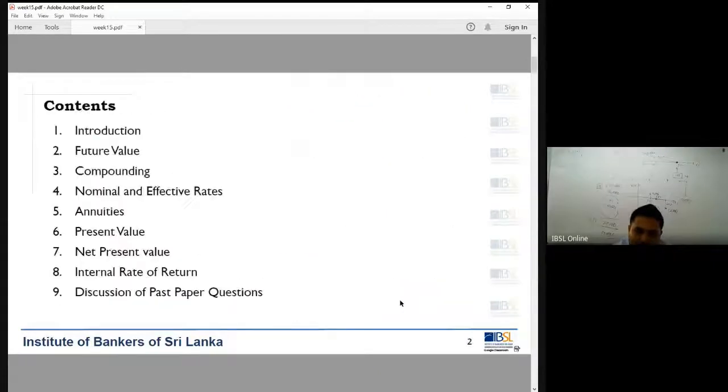To quickly sum up, we discussed the future value, compounding, nominal and effective interest rates, and then we came to annuities and perpetuities. We discussed annuities and perpetuities, both present value and future value, and then we came to this nice concept of net present value. We don't have to spend much time on net present value because it's an extension of the present value. Multiple different cash flows located in different time periods, we can discount them and calculate the net present value.